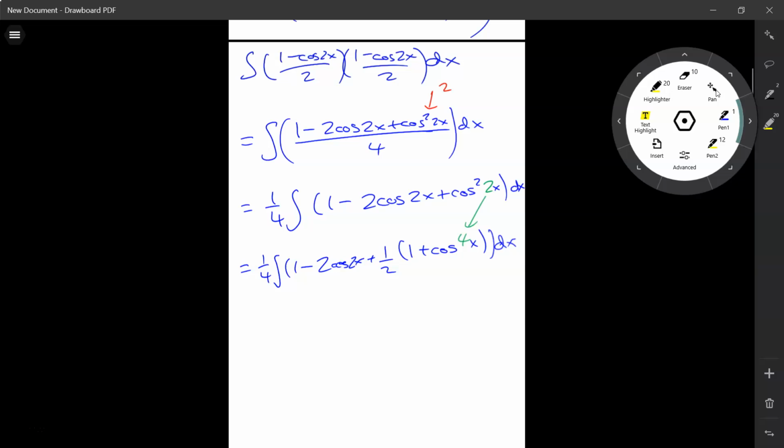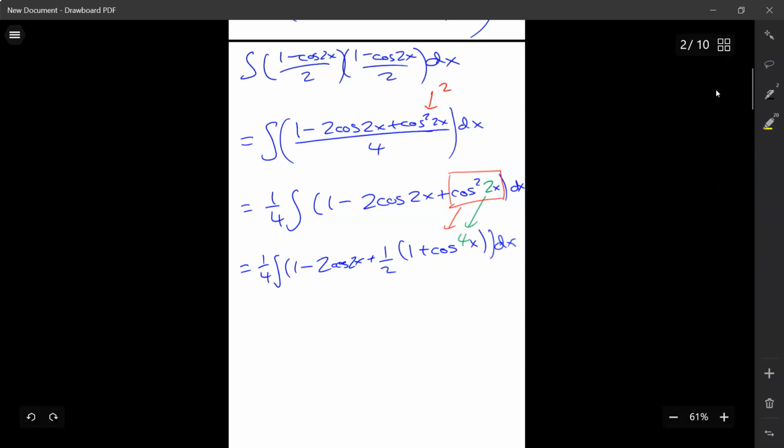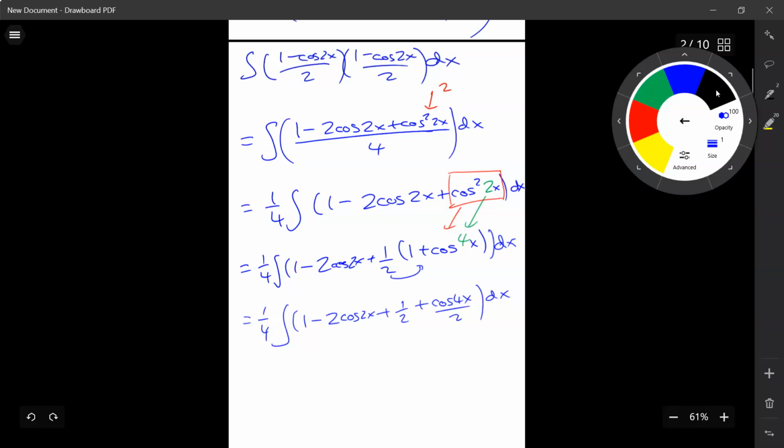So if you look at it here, I've replaced the cosine. I've applied the rule again. So it's 1 plus cosine 4x in that case. And now what we've done is we've reduced this all down, so that we now have the integral of 1 minus 2 cosine 2x plus a half. Just 1 times 1 is a half, plus cosine 4x over 2. So I'm just dividing the half into these two, dx. And now what I'm able to do is integrate that.